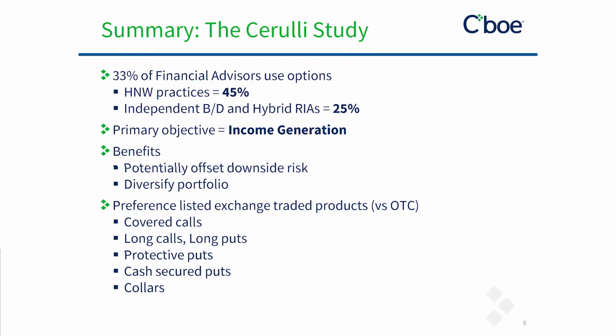Here goes. About a third of financial advisors are currently using options, with the most significant take-up in practices that work with high and ultra-high net worth clients. Independent broker-dealers and hybrid RIAs have the lowest utilization rate for options. In terms of the clients' and advisors' objectives, they identify income generation most commonly. After that, they point to broader diversification and potentially limited downside market or individual equity risk.